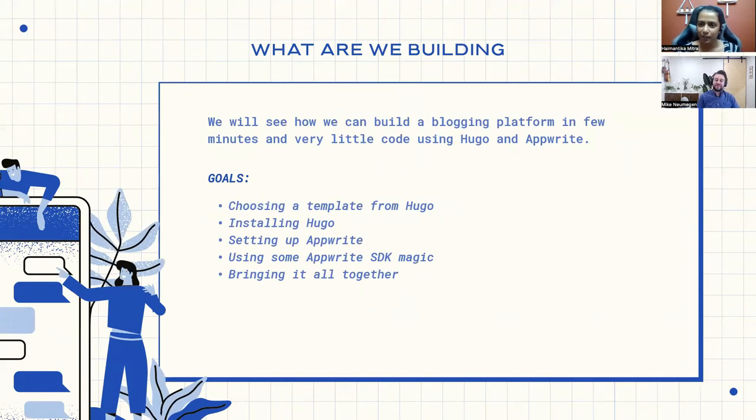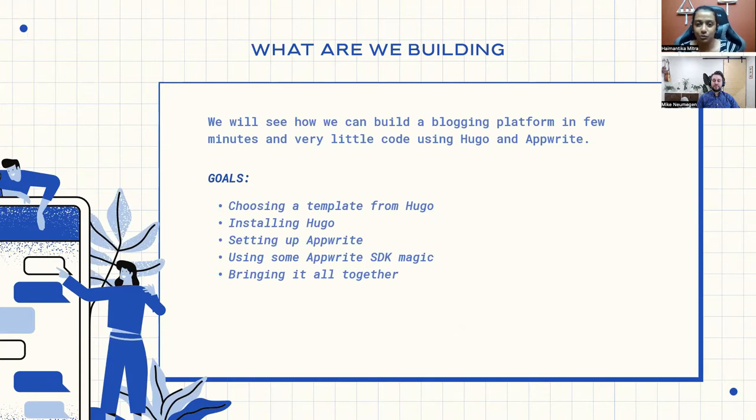So this is what we are building. I had a very big title that told you that we are building a blogging platform. With this example, I'll be showing you how to build a blogging platform, and it will not take more than a few minutes, unless the demo gods backfire on me. We'll also not be using too much code, because as you know, Hugo is super friendly with markdown files, and Appwrite will help us with the backend. We have some SDKs and other APIs and many things that are already there for us.